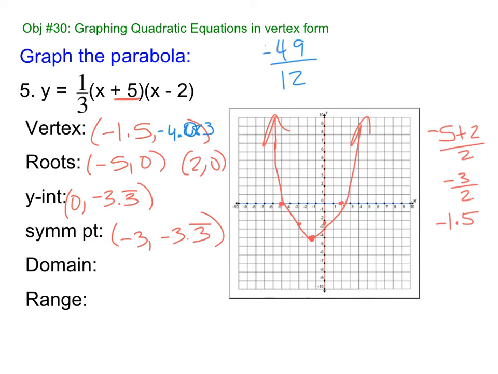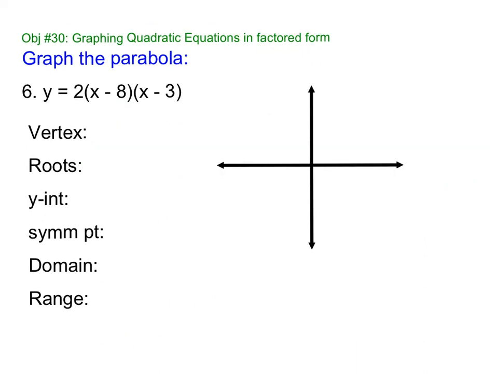All right, domain, all real numbers. What is the range? So my lowest y value is that negative 49 over 12, and it goes up forever. So infinity. All right, last one.